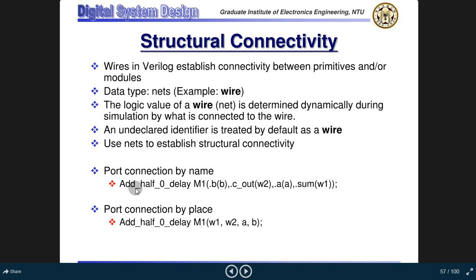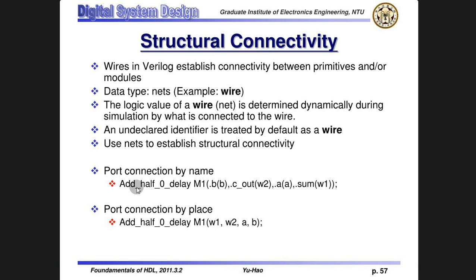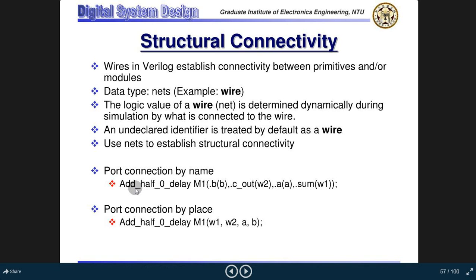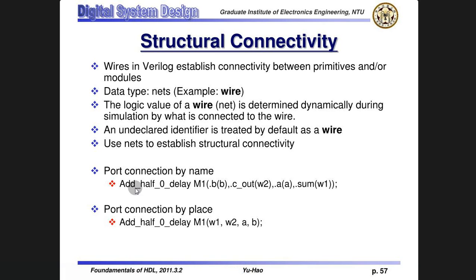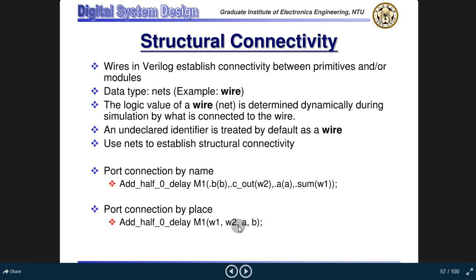Next, the structural connectivity. Wires in Verilog establish connectivity between primitives and or modules. The data type is wire, for example. The logic value of a wire is determined dynamically during simulation by what is connected to the wire. An undeclared identifier is treated by default as a wire. Use nets to establish structural connectivity. Port connection by name: add half adder, 0 delay M1. For port connection by place: add half adder, delay M1, W1, W2 and A B.